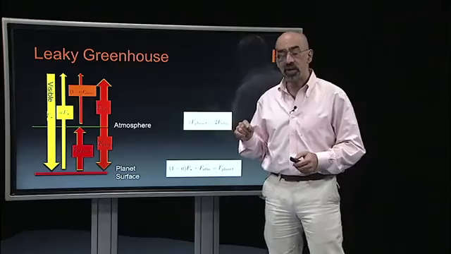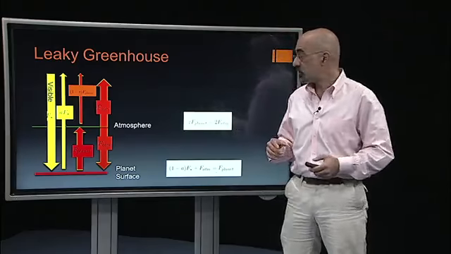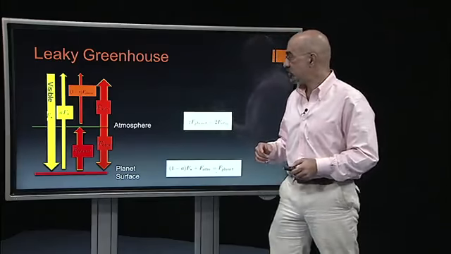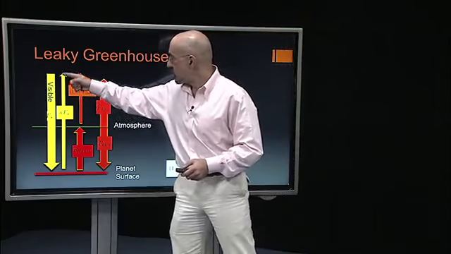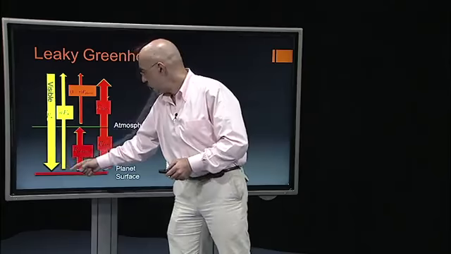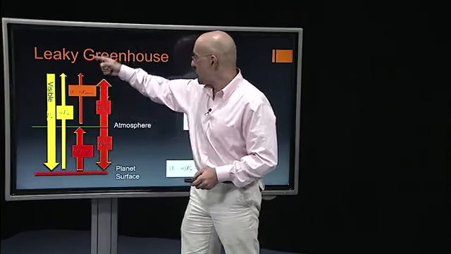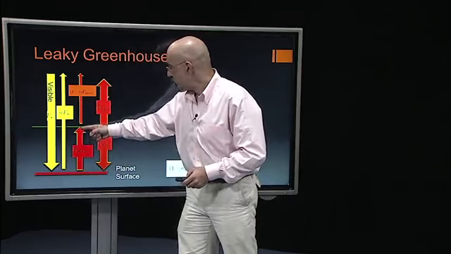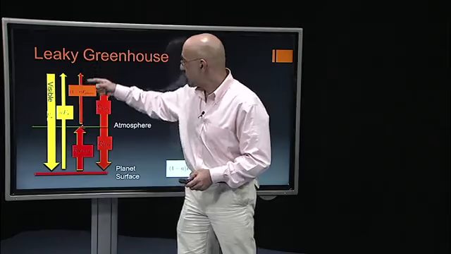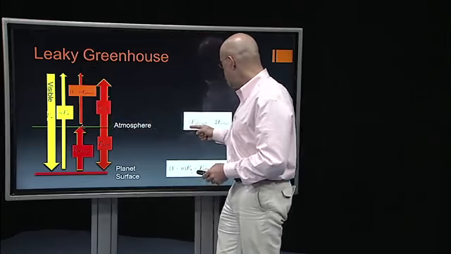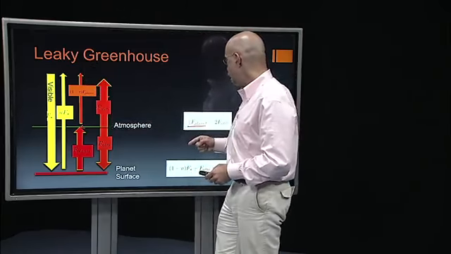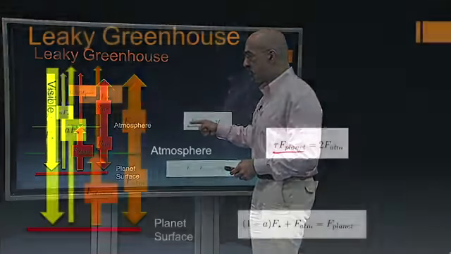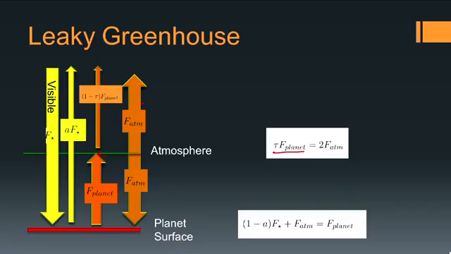A better approximation to the Earth and to many other planets might be called a leaky greenhouse, where we balance the energy coming in with the energy coming out. Some of the flux emitted by the planet goes through the atmosphere. We assume the atmosphere absorbs a factor tau times the flux of the planet. That's the Greek letter tau that we often use to refer to the fraction of light that's absorbed.